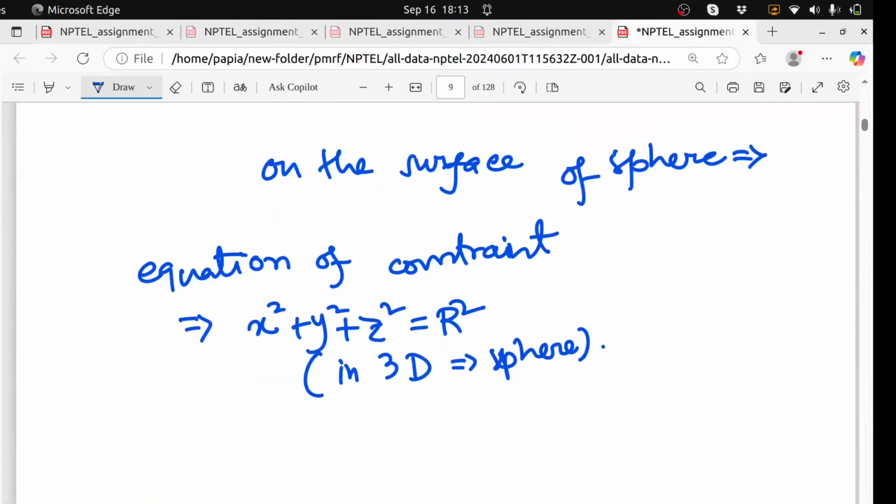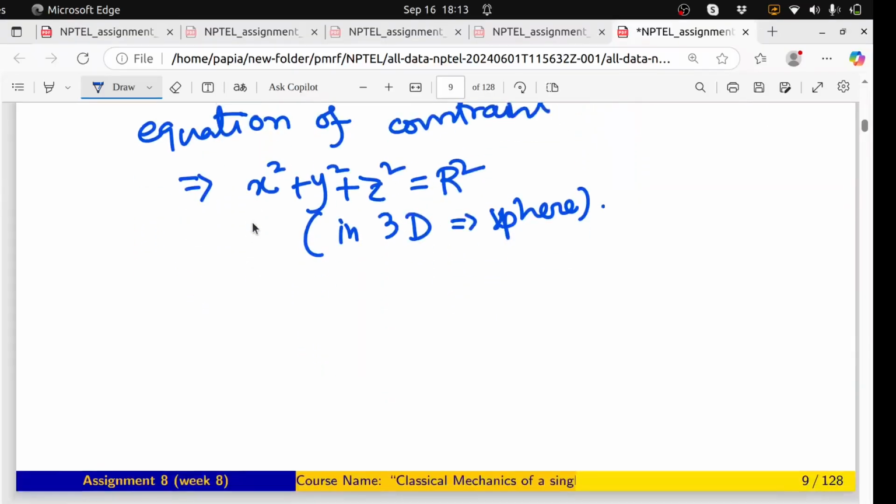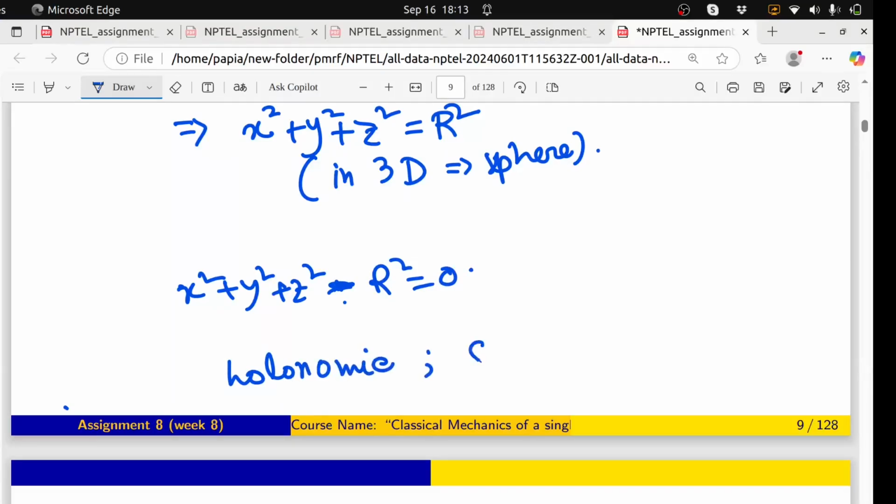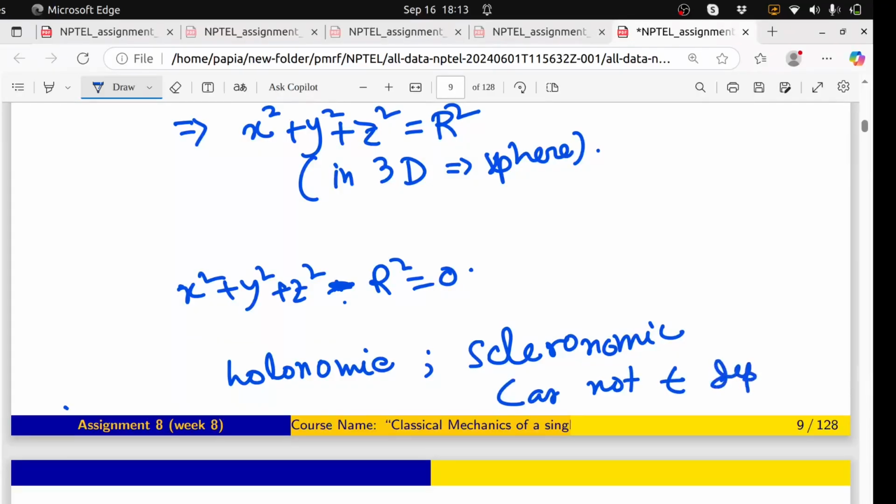Now we have the expression x square plus y square plus z square equals r square. That means we can see that this is nothing but a holonomic one, because I can write it as x square plus y square plus z square minus r square equals 0. So it is holonomic, and it is also scleronomic, as it is not t dependent. Okay, so holonomic and scleronomic.